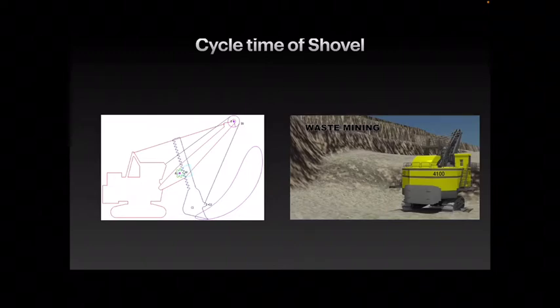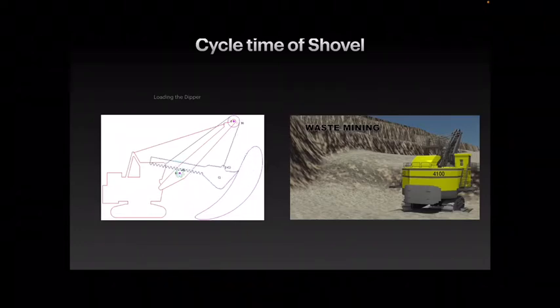The total cycle time of a shovel could be divided into four steps. One is when the bucket moves up against the mining wall, the pit wall, and scratches some material. This step is called loading the dipper, meaning the material that has been scratched is going to fill the dipper. We can see in this video how this process looks.